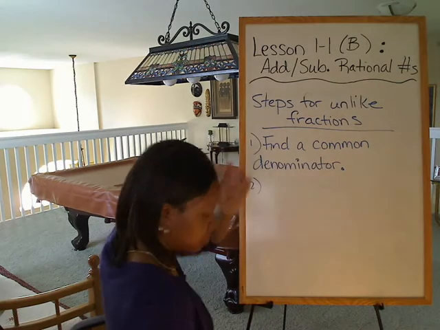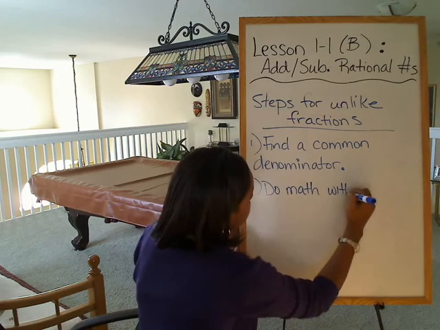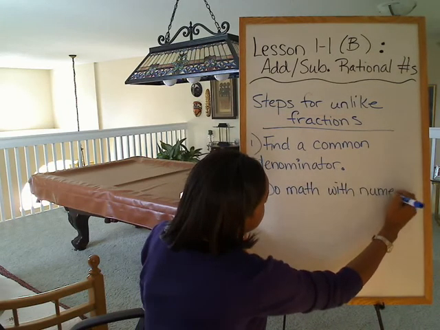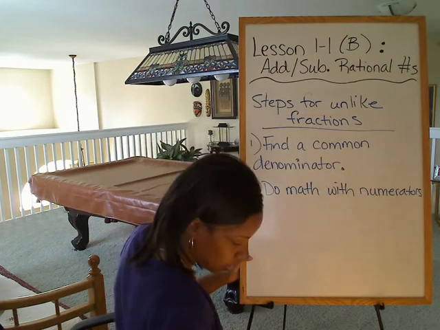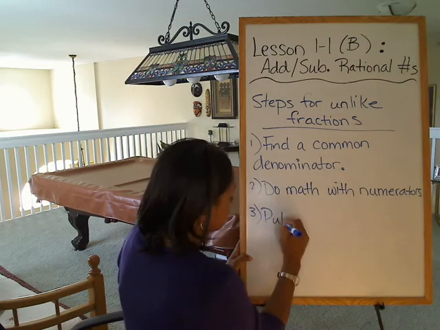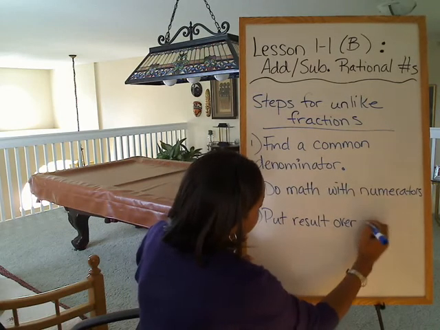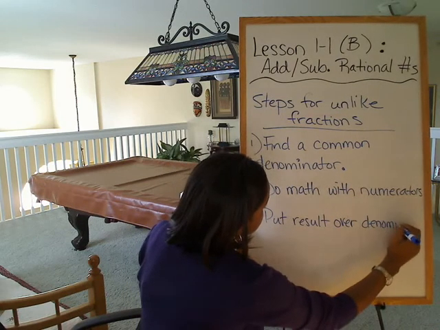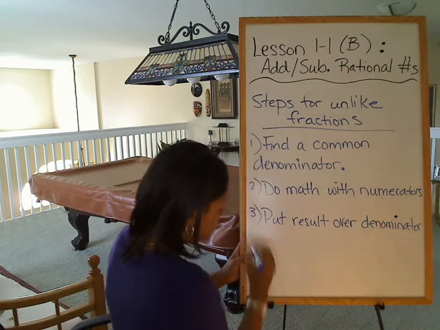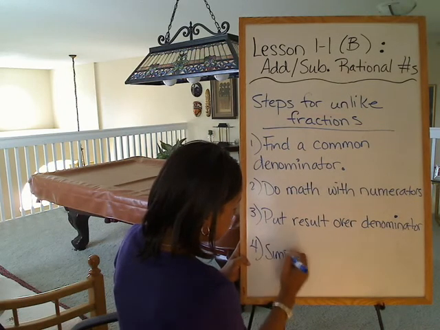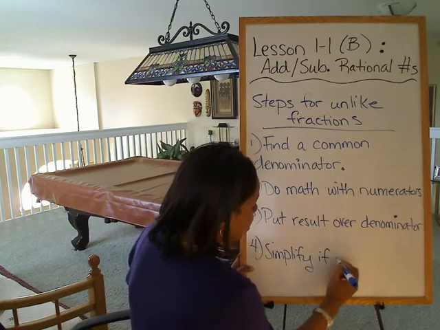Step number 2 is to do the math with the numerators. Step 3 is to put the result over the denominator. And step 4 is to simplify if necessary. So it's similar to like fractions. The only difference is the first step, you have to find a common denominator.